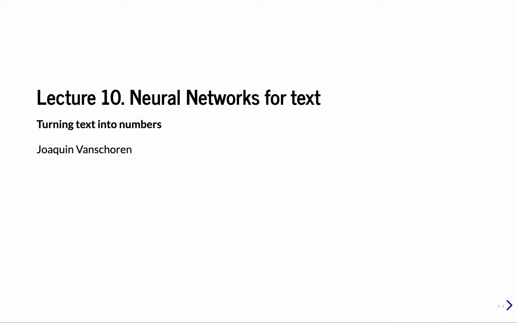I'm Joaquin van Schoren, and this lecture will be all about neural networks for text, or how we can convert a selection of text into a selection of numbers that maintain the same information or the same semantics.